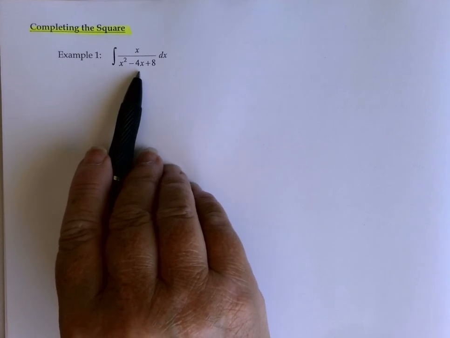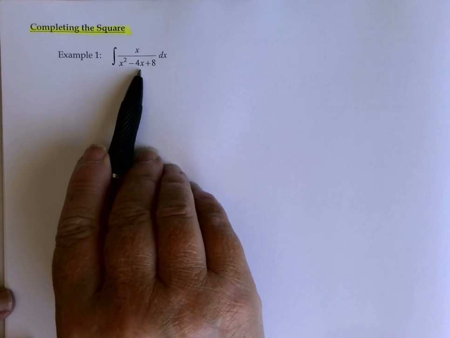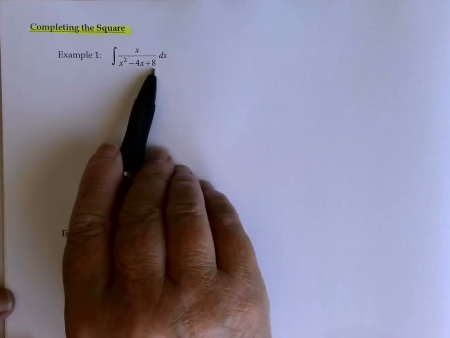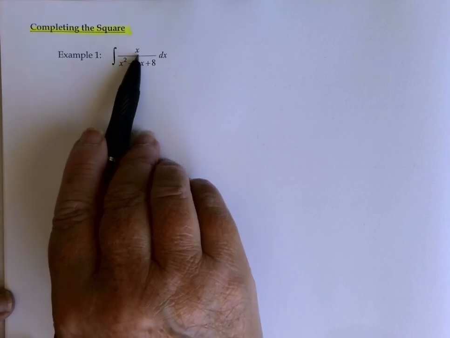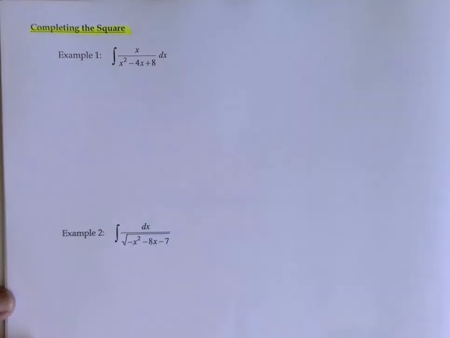Here I've got an integral. Again, I always start by saying, let's make this as simple as we can. Could we just let u be the denominator? Unfortunately, the derivative would be 2x minus 4. I have the x, but then minus 4 would mess me up.